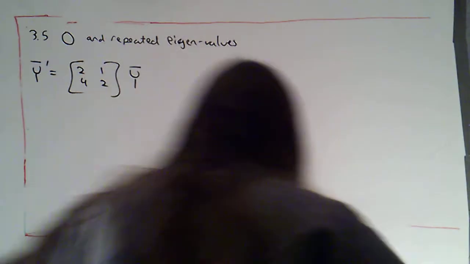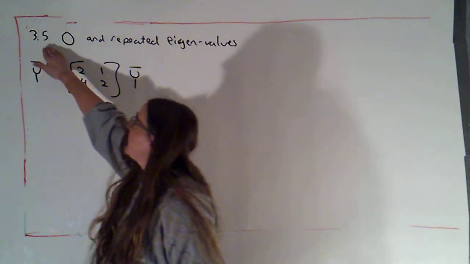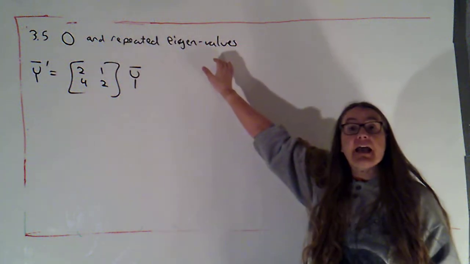Okay, welcome to our first video lecture on section 3.5. That's about zero and repeated eigenvalues.